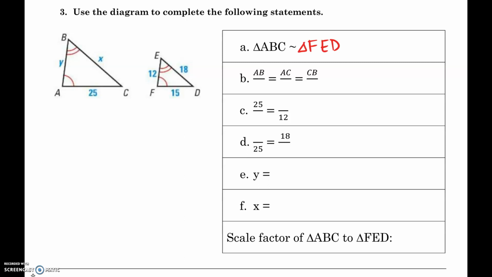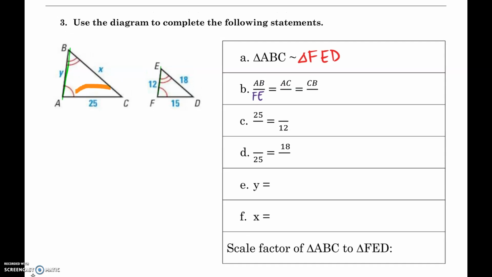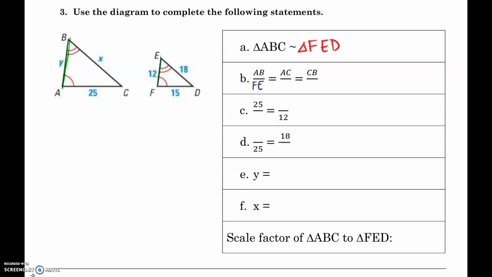For part B, we're just writing out our ratios for corresponding sides. So side AB corresponds with side FE. Side AC corresponds with side FD. And lastly, side BC corresponds with side ED.